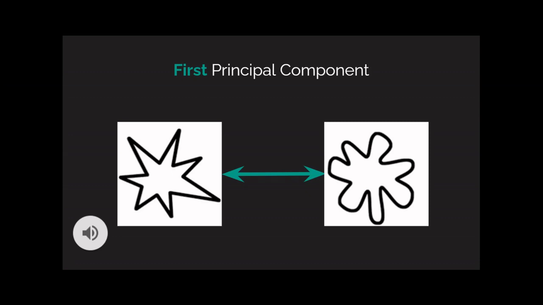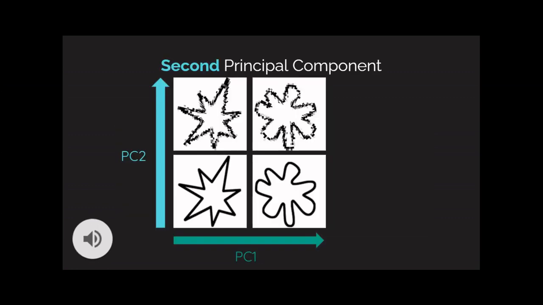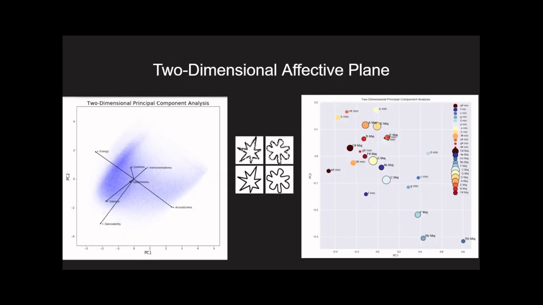to rounded. The second, on the other hand, can be described as a timbral continuum from rounded to distorted. Using the first 2 principal components, we can now map the dataset in a 2-dimensional affective plane.